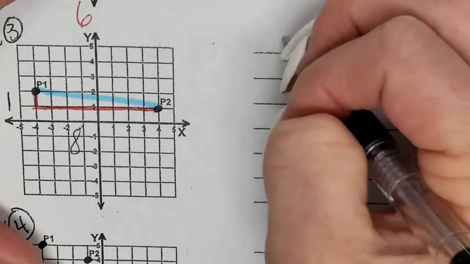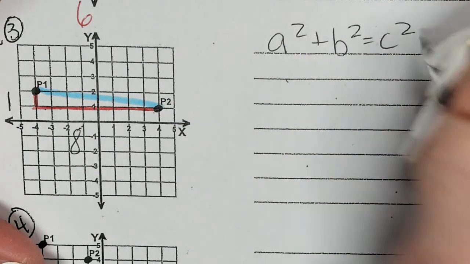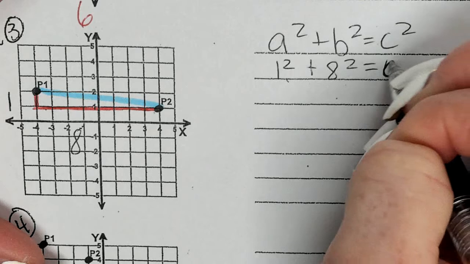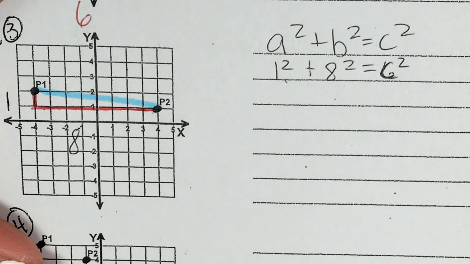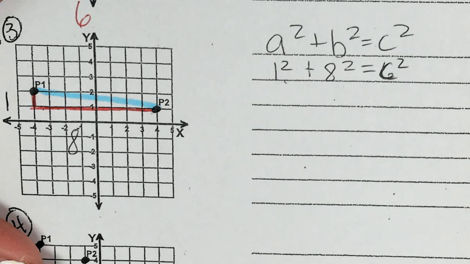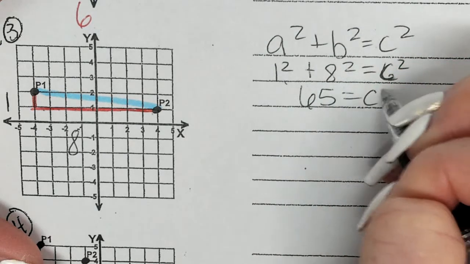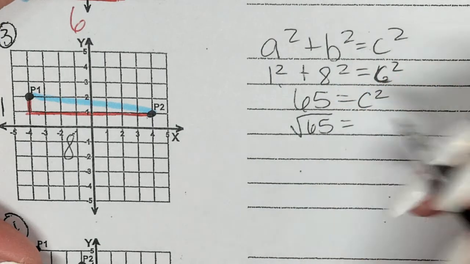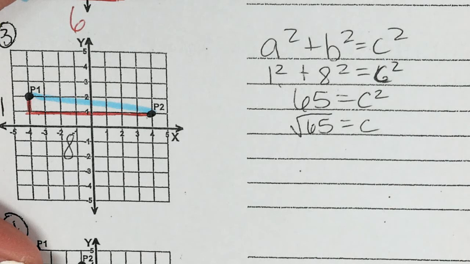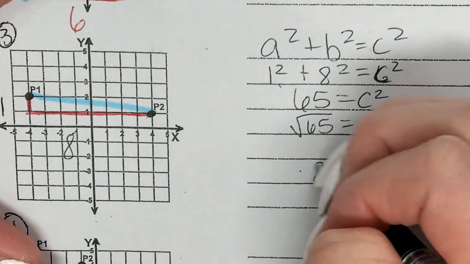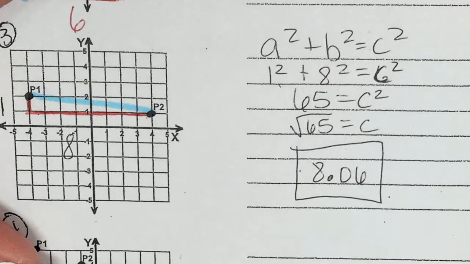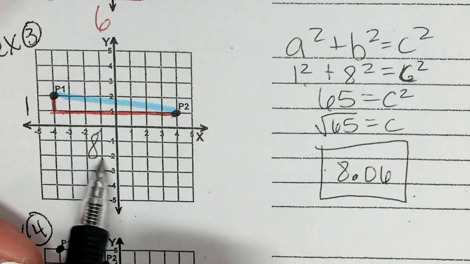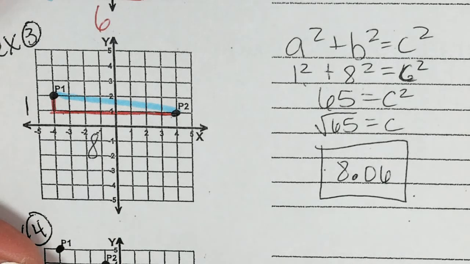So I have a squared plus b squared equals c squared. 1 squared plus 8 squared equals c squared. So 65 equals c squared. And what do you do to your answer? Square root it. 8.06. Is C bigger than these two legs? It is just barely bigger than the 8, but it is bigger, so it does fit.